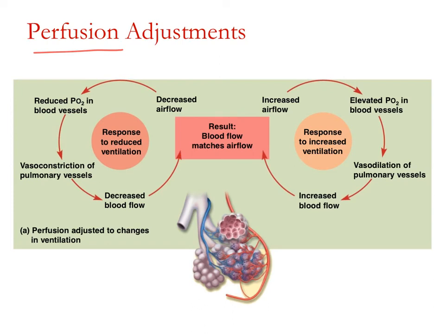Okay? Better to divert that blood to a more well-ventilated area of the lungs to pick up more oxygen. Okay? So over here, let's say whatever was causing the decreased airflow, maybe bronchitis in one area, you're better now, what have you, there's increased airflow, okay? So now the partial pressure of oxygen increases because you have more air coming in.